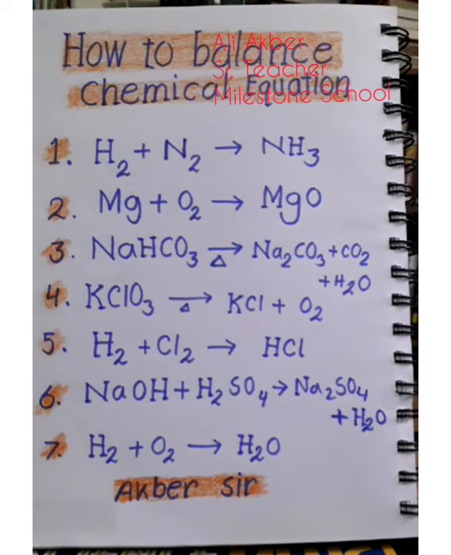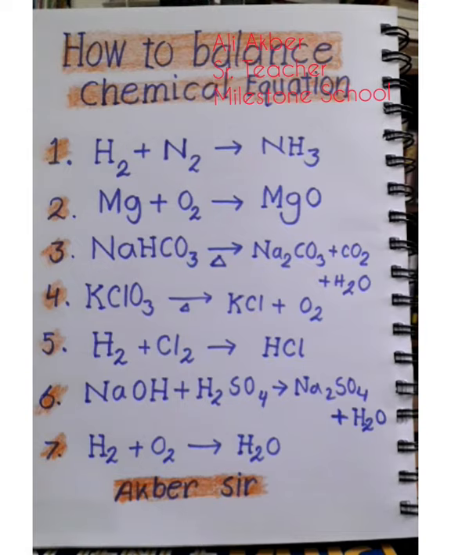Then you will see the number of atoms of sodium, hydrogen, carbon and oxygen before the reaction and after the reaction will be the same. So for reaction number 3 you only multiply the reactant sodium bicarbonate by 2 and you will get the equation balanced. In number 4 you see when potassium chlorate is heated, then potassium chloride plus oxygen is produced.